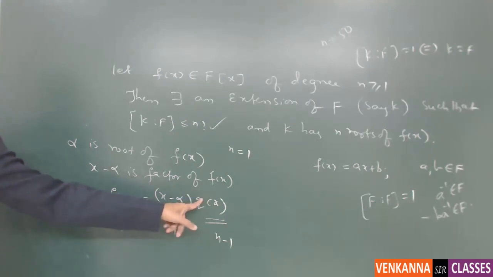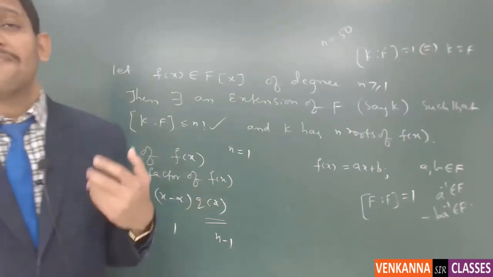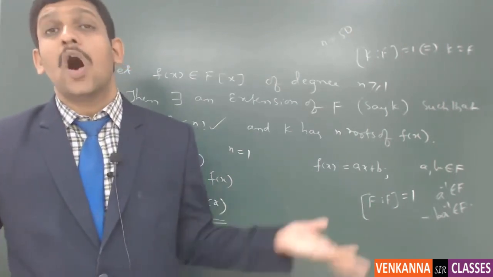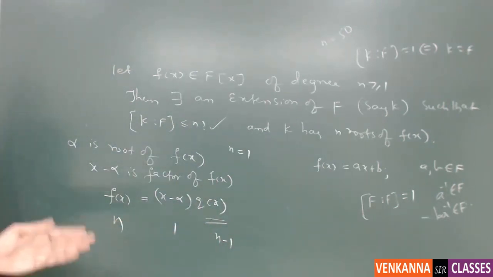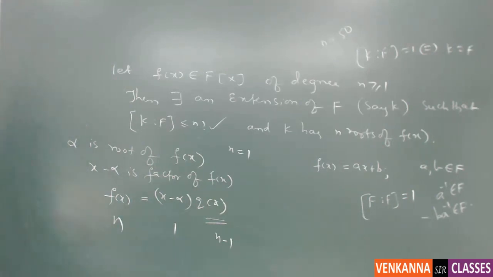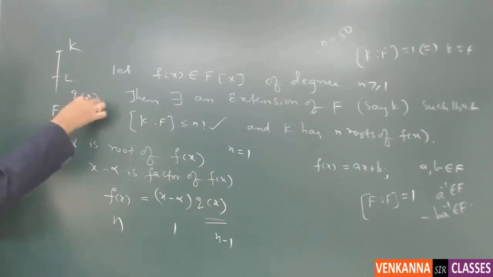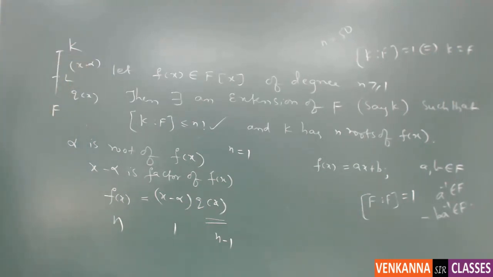Here, for q of x, we can apply the induction hypothesis. Therefore, you can find an extension of F such that all the roots of q of x will belong to it. Now, I am going to take the hierarchy like this: F, L, K. Here I am taking the polynomial q of x, and here I am taking the polynomial x minus alpha. So if you write the hierarchy, it will come like this.